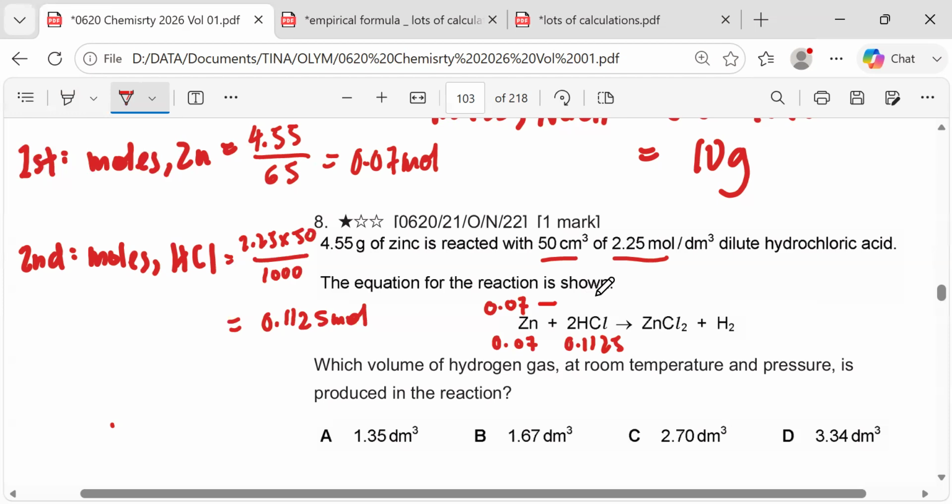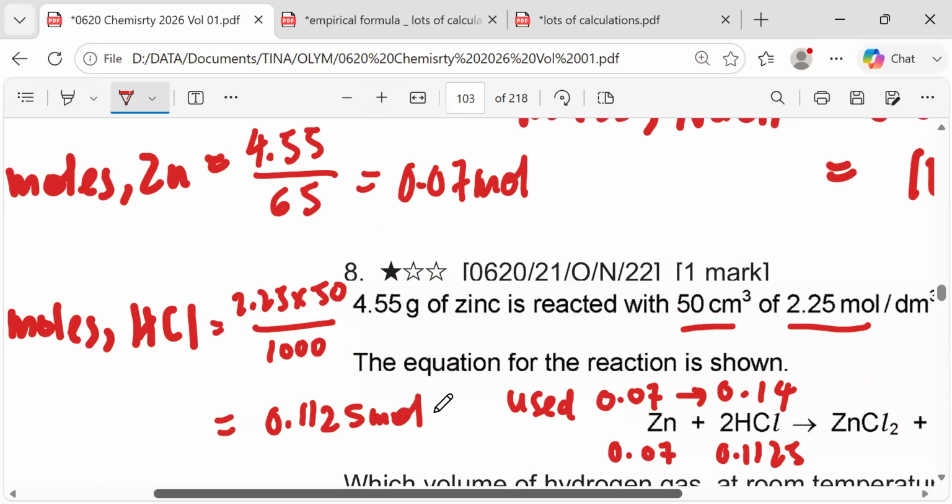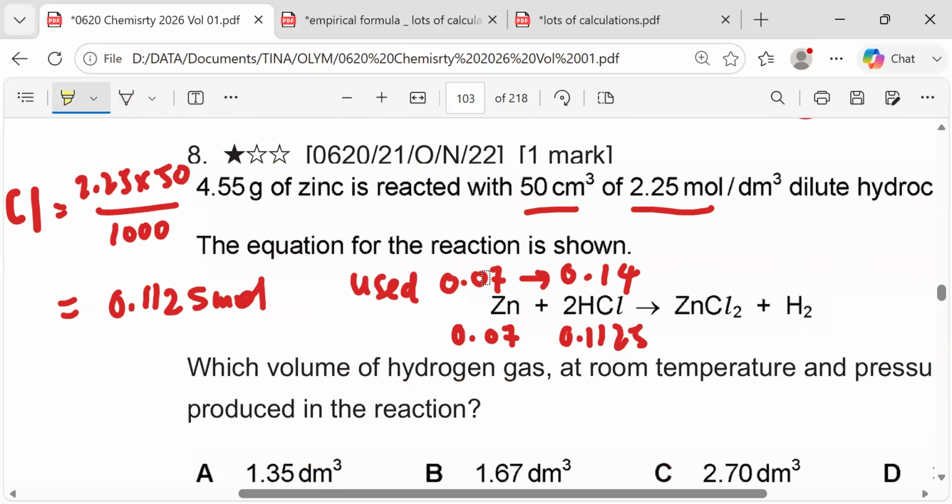I need to have 0.14. Enough or not? If I use 0.07, okay, the ratio is 1 to 2. I need 0.14. Correct? That one understand? Okay. Do I have enough? No, I got not enough. I only got 0.11. Not enough.